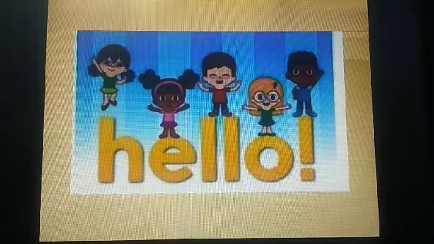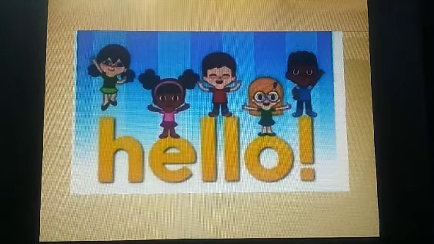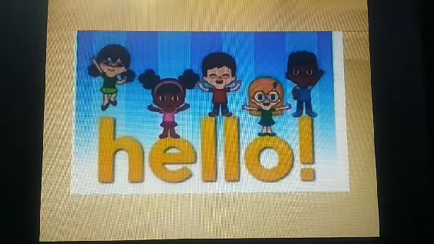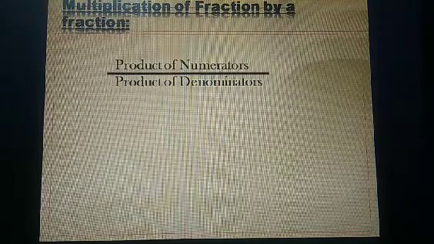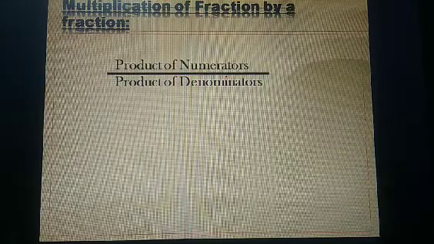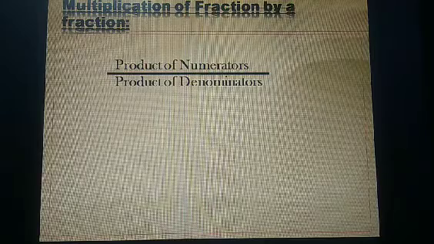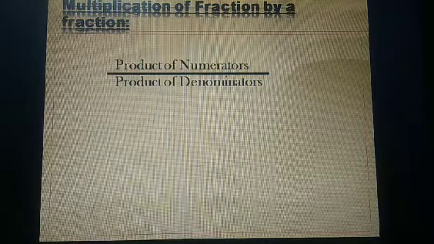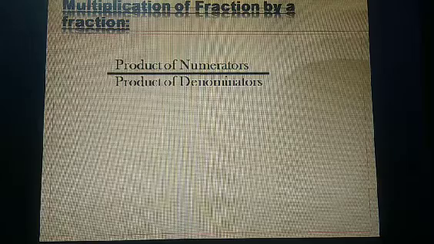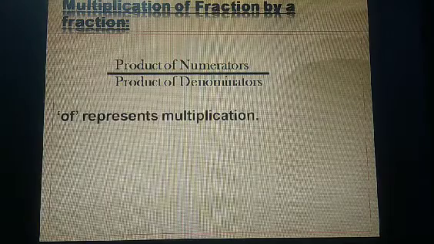In this video, I will explain exercise 2.3, in which you will deal with multiplication of a fraction by a fraction. While multiplying a fraction by a fraction, you just find the product of the numerators and the product of the denominators of both fractions. And again, "of" represents multiplication.